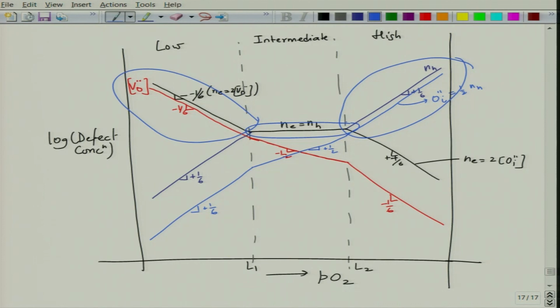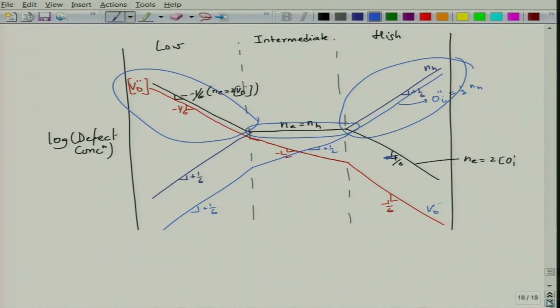Sorry, for VO? Yeah, this is minus 1 over 6. No, this is VO. Sorry, this is for Ne, and this should be minus. So is that clear how to construct this diagram?